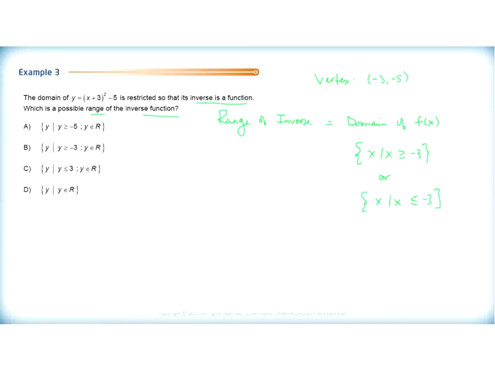So if these are the restricted domains, then the range would have to be, because they're equal, y such that y is greater than or equal to -3 is one possibility, or y such that y is less than or equal to -3. I'm sure one of those two answers is listed there. Y such that y is greater than or equal to -3. Because again, the range of the inverse is equal to the domain of the function. Remember, they're switched around. Domain and range are switched for a function and its inverse. And this had to be the restricted domain here because the vertex was at -3, -5.